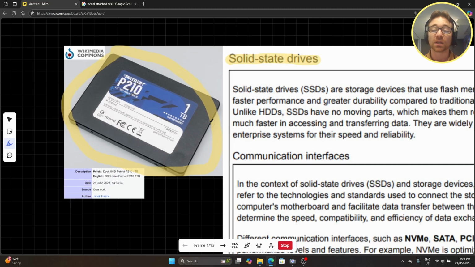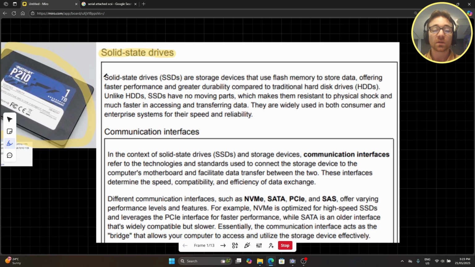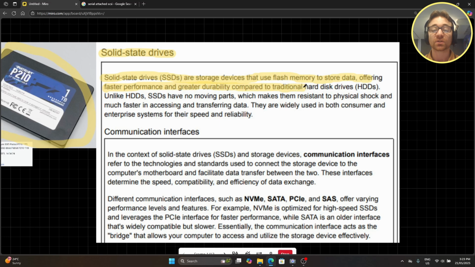They're more quiet, they're more reliable. Now, solid state drives, as we've said, are storage devices that use flash memory to store their data, offering faster performance and greater durability compared to the traditional hard disk drives.